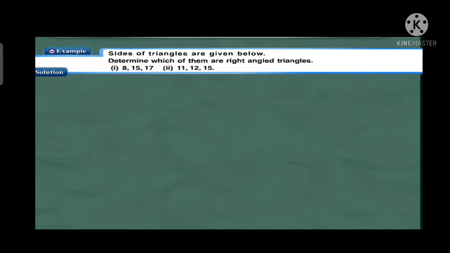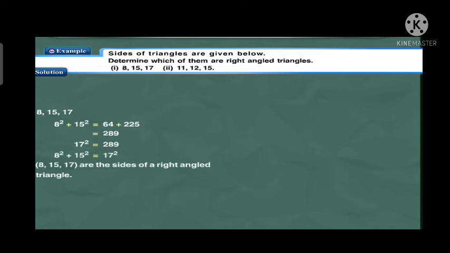We have 8, 15 and 17. Now let's see the smaller ones, 8 and 15. The sum of the squares, 8 square plus 15 square: 8 square is 64 plus 15 square is 225, which is equal to 289. The square of 17 is 289. So therefore 8, 15 and 17 are the sides of a right angle triangle.